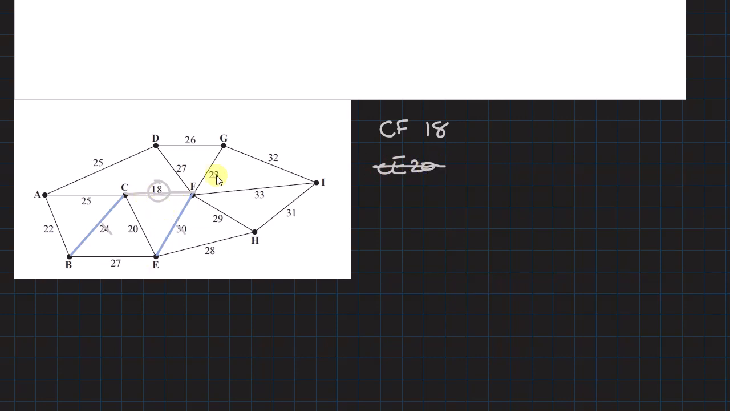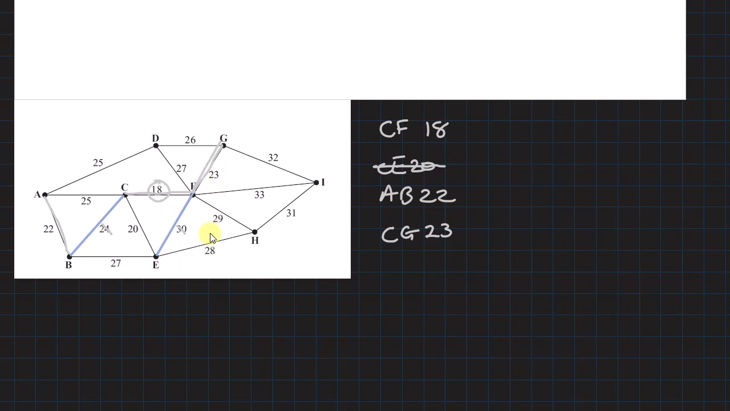And moving on, anywhere on the grid is fine. So my next cheapest one is 22 over here, so AB for 22. Next cheapest after 22 is CG for 23. It wouldn't have to actually be part of the graph to add on to it.